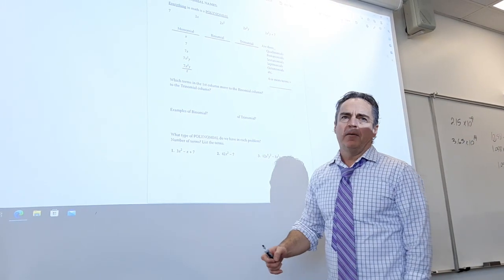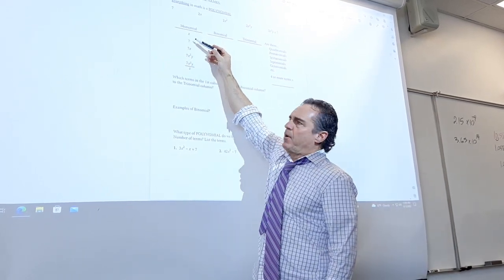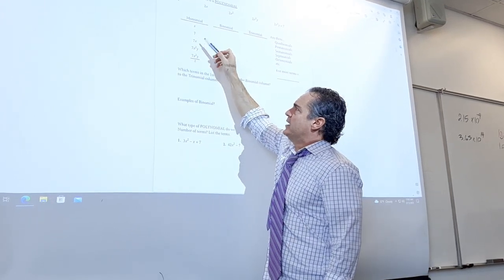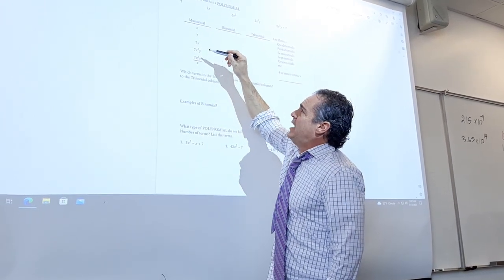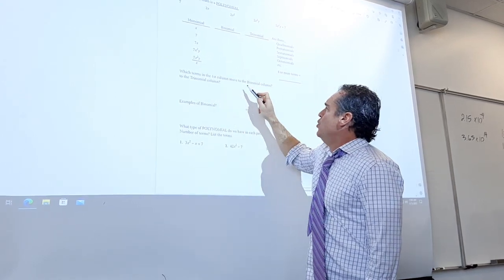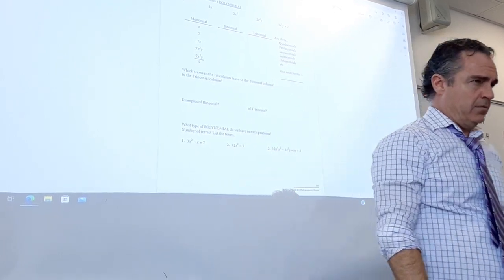So check this out. After you write that down, see all these terms in this column right here? It says which terms in the first column. I got x, I got 7, I got 7x, I got 7x squared, I got 7x squared over z. It says which terms in the first column move to the binomial column? Which ones? Think. 7x.